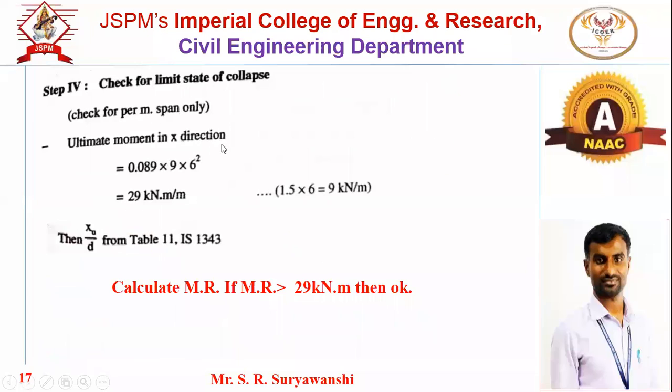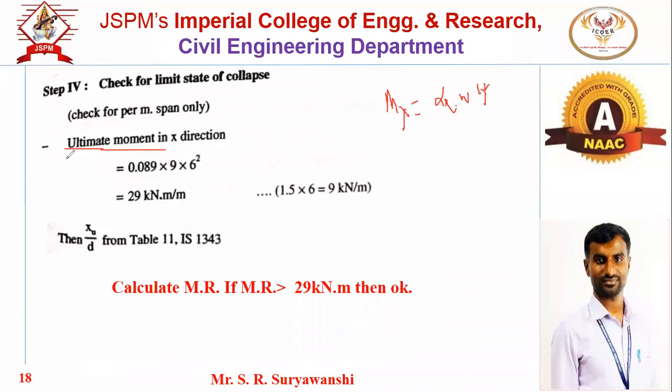Then we have to perform the check. So the first check is for the limit state of collapse. Now what we have to do is, in the x and y directions, we have to find out the ultimate moment. In the previous step, we calculated the moment. आपण काय केलं होतं, moment find out केली होती, Mx is equal to alpha x into w lx square. So that moment we have calculated.